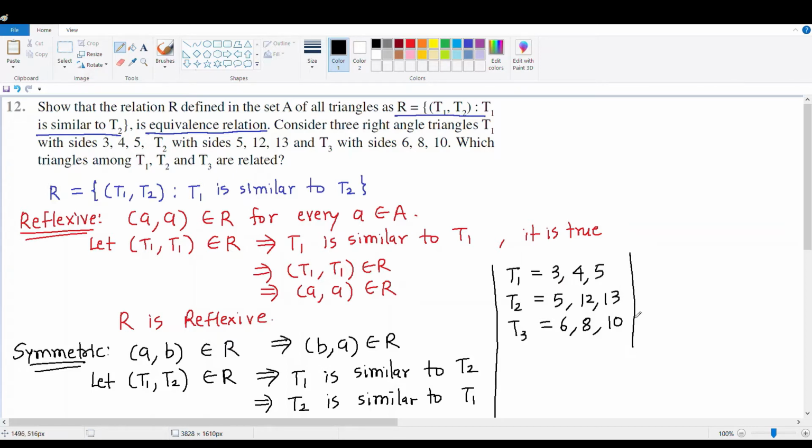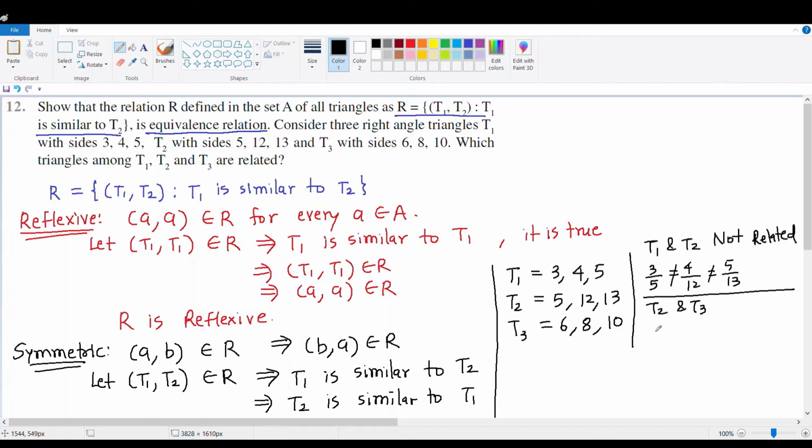Now if we look between T1 and T2, what we are going to get: 3 over 5 equals 4 over 12 equals 5 over 13, which is not true. They are not the same. So T1 and T2 are not related. Let's check for T2 and T3.